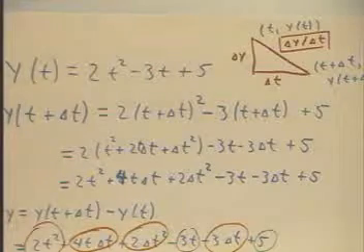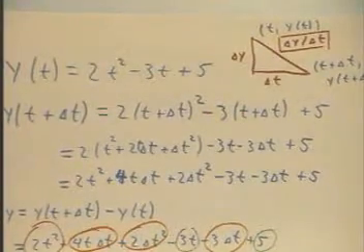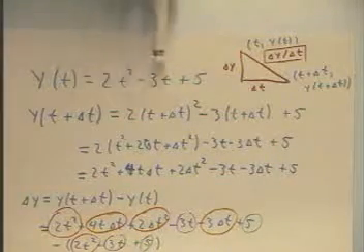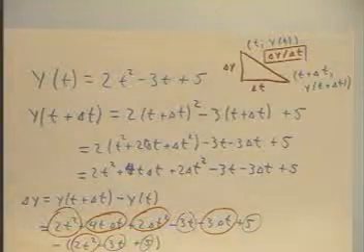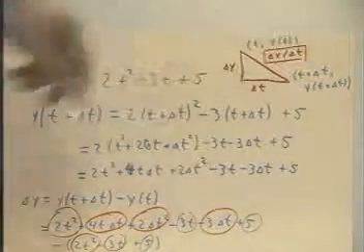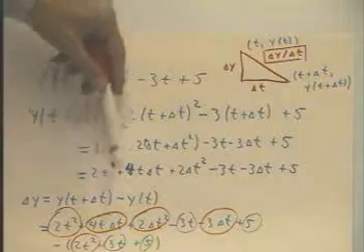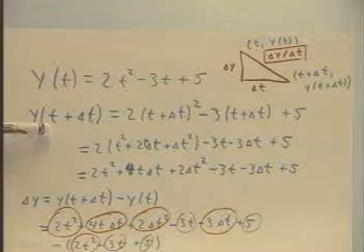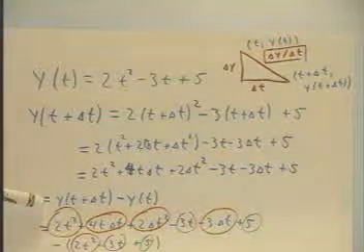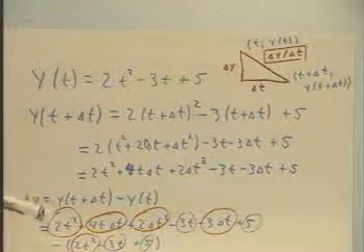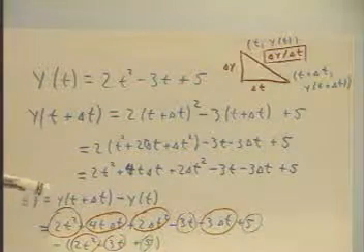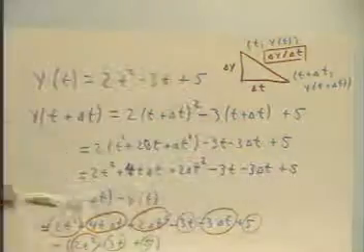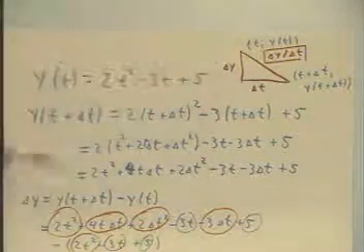In another example, another model, we might have a function y equals 2t squared minus 3t plus 5. And we could do the same sort of substitution, and we get some results here. When we subtract y of t from y of t plus delta t, we get y of t plus delta t minus y of t. We put this whole expression down for y of t plus delta t, then this expression for y of t.